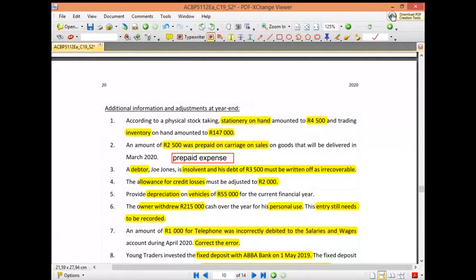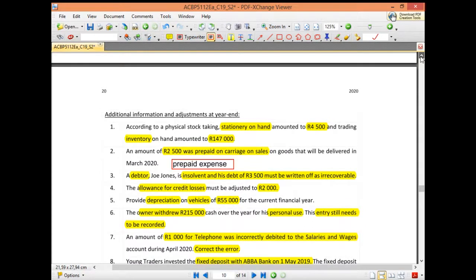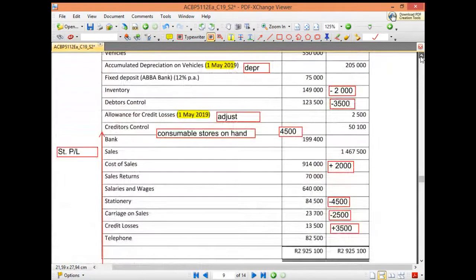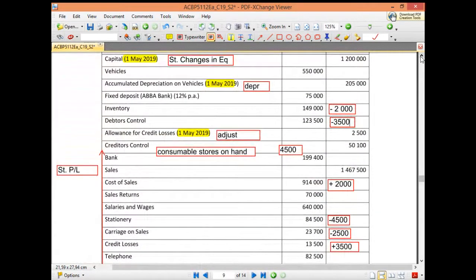Okay, then point 4, they tell you the allowance for credit losses must be adjusted to 2,000 Rand. So what they tell you is your balance needs to be 2,000 Rand. Now let's go look at what the balance currently is. Currently in your trial balance, our balance for credit losses is 2,500. So it needs to be reduced to 2,000. So we need to deduct 500 there.